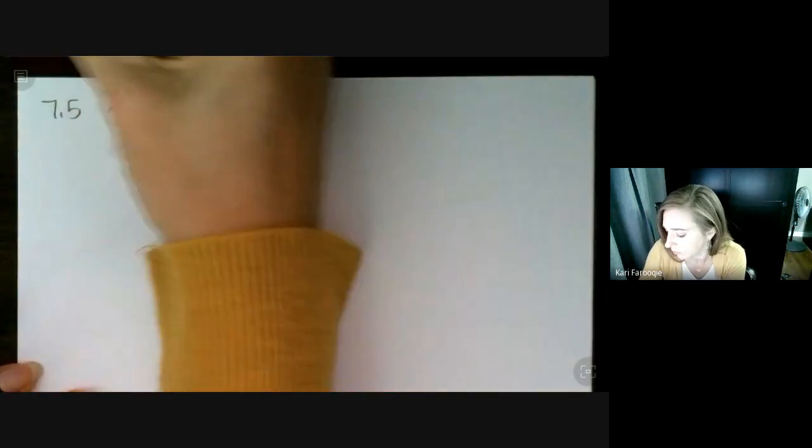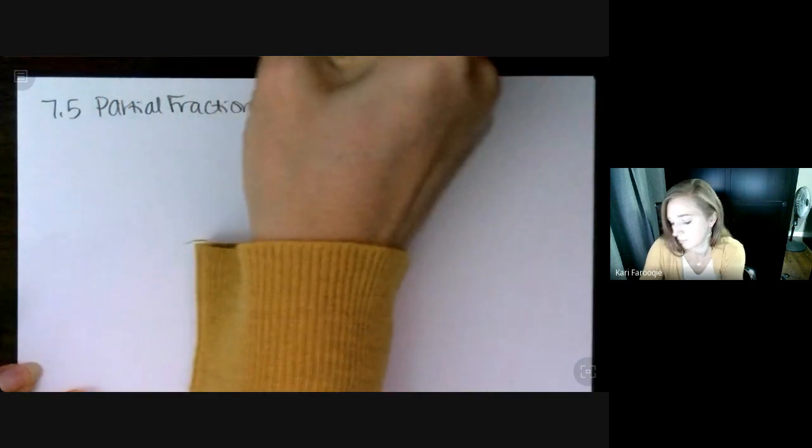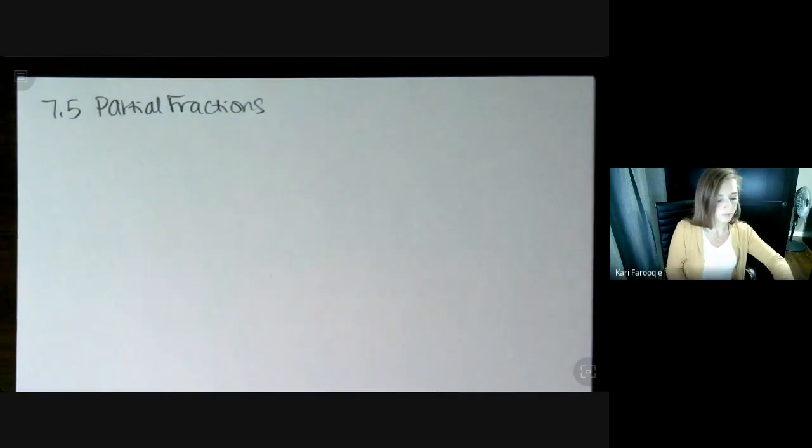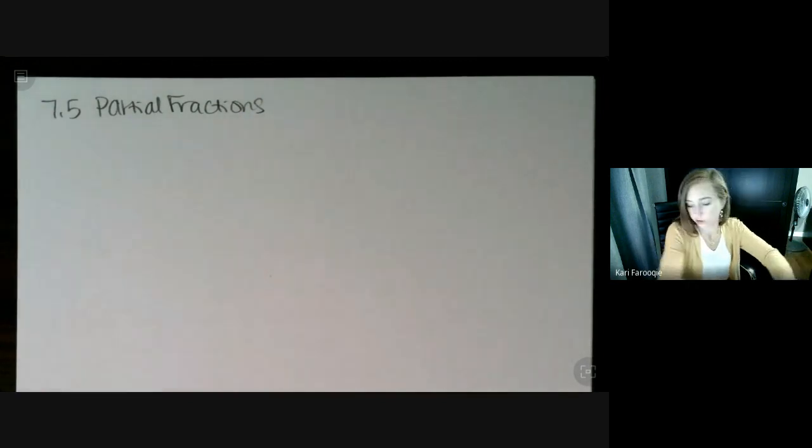All right, 7-5. I always call it partial fractions. What's it officially called? Probably partial fractions, but my book is buried. So, partial fractions, just the name of the section, sometimes people find scary just because of the title: integration of rational functions using partial fractions. Okay, fine.